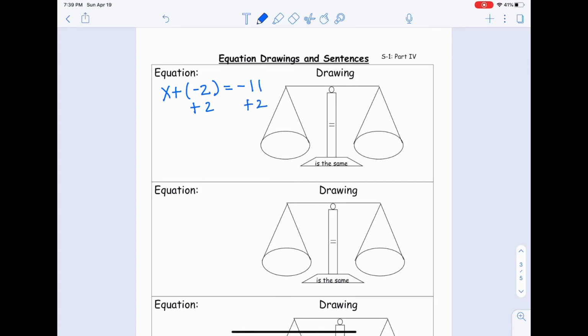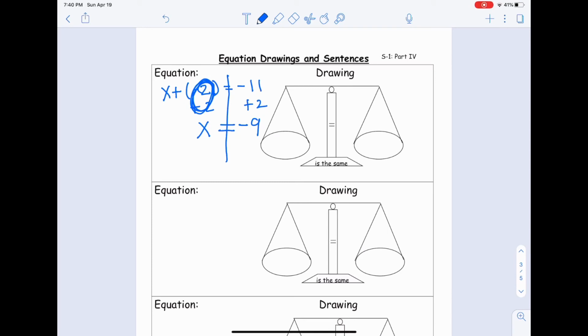And I'm going to go ahead and draw this line on the equal sign so I know to distinguish the left side and the right side. So I added 2 to both sides. -2 plus 2, that's 0. That's how we got rid of that -2. I was left with just x. I still have my equal sign. And -11 plus 2 gave me -9.